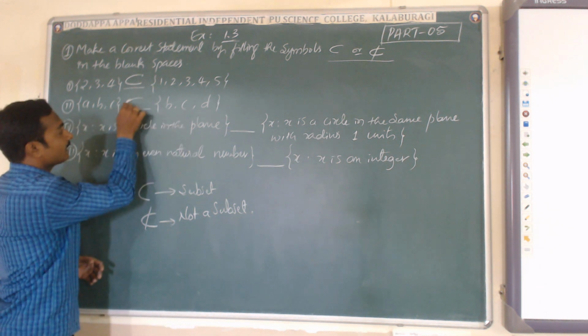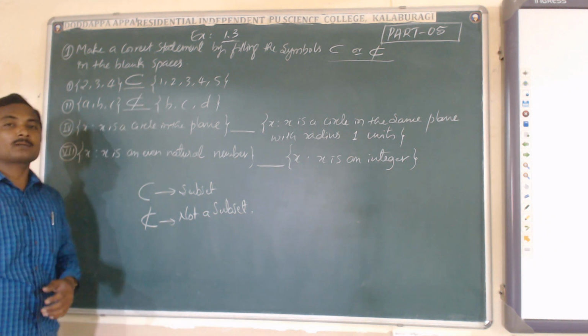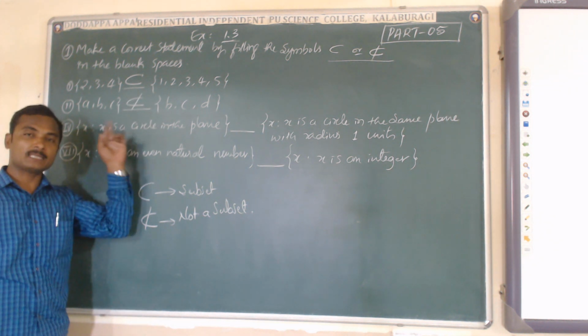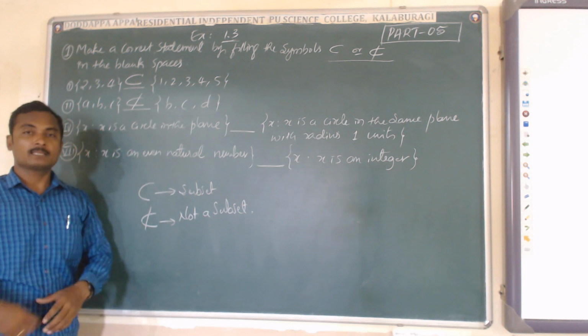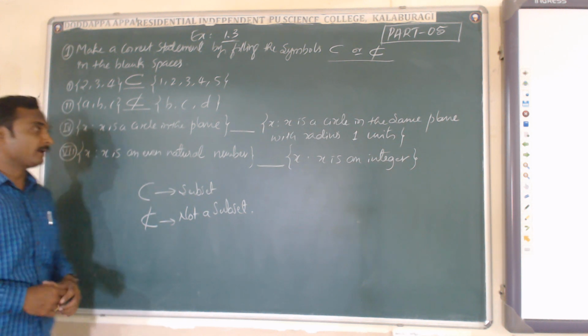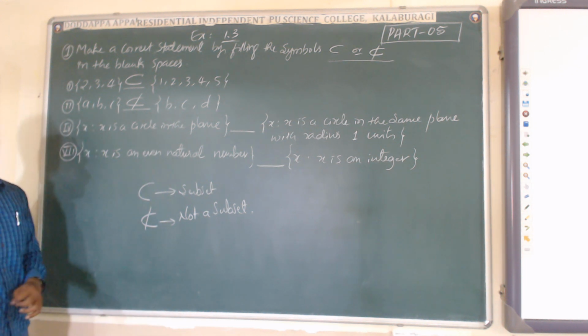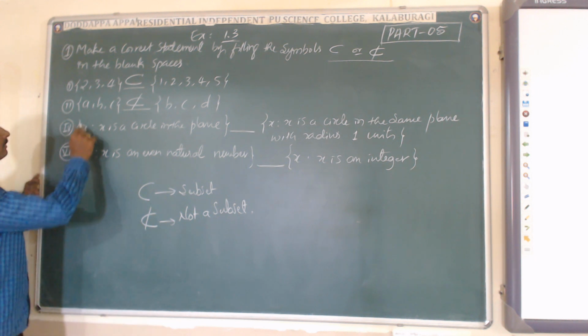It means clearly this is not a subset. Each element of this set must be an element of the second set. Right? Fine. Come to the third one.